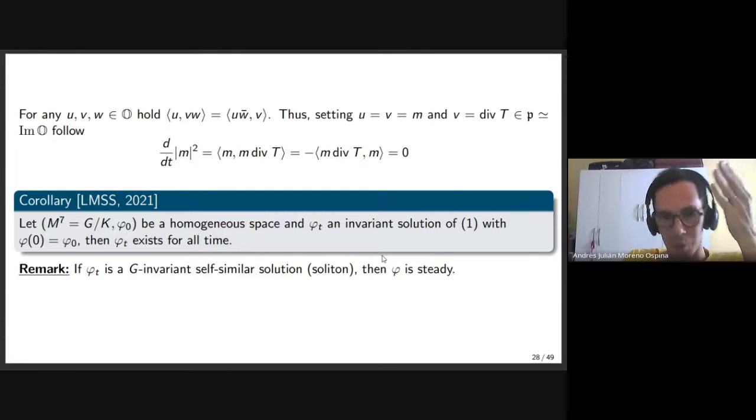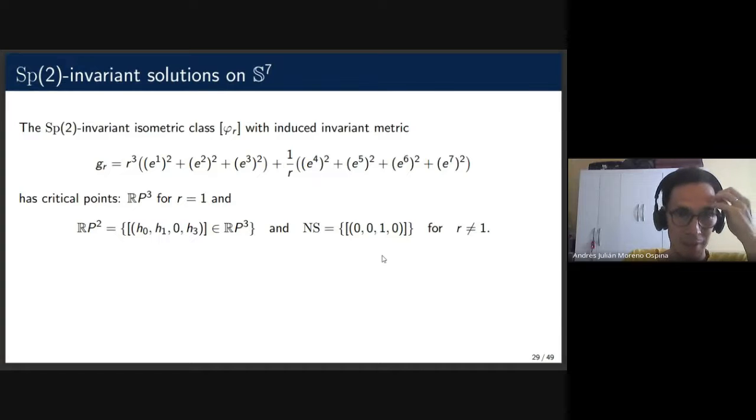One natural question is whether there are other solutions, whether we can construct a solution for one particular homogeneous space which is not a self-similar solution, and that we did for the case of the 7-sphere.